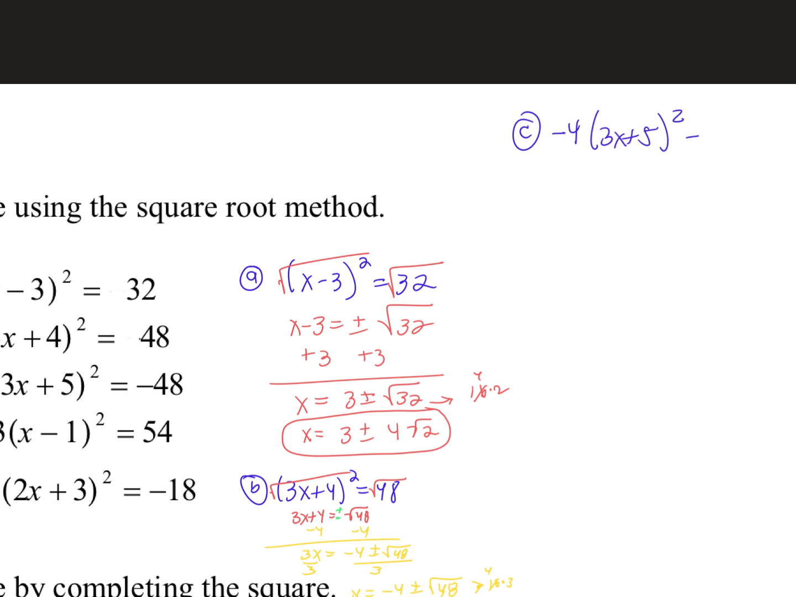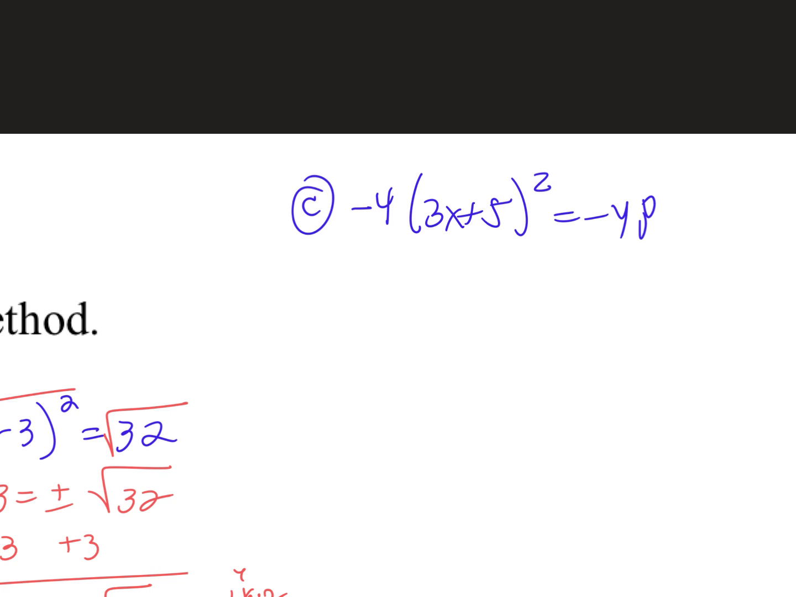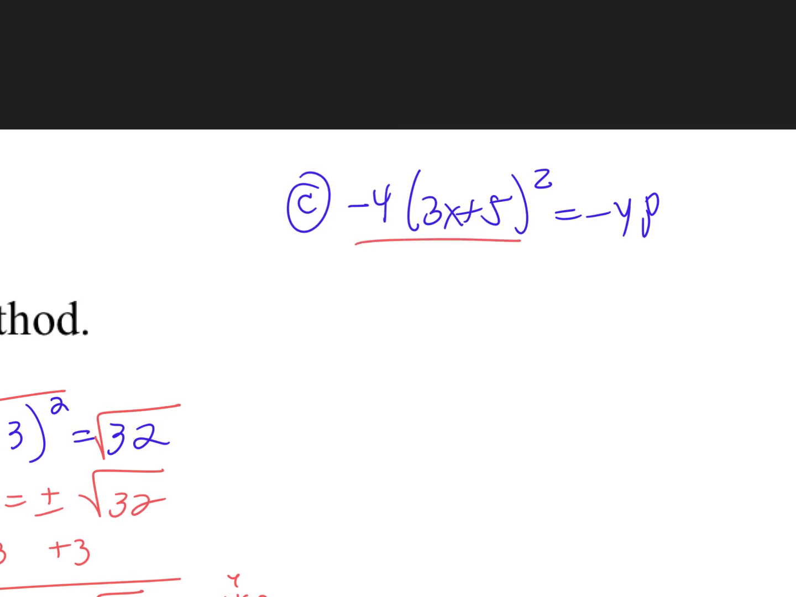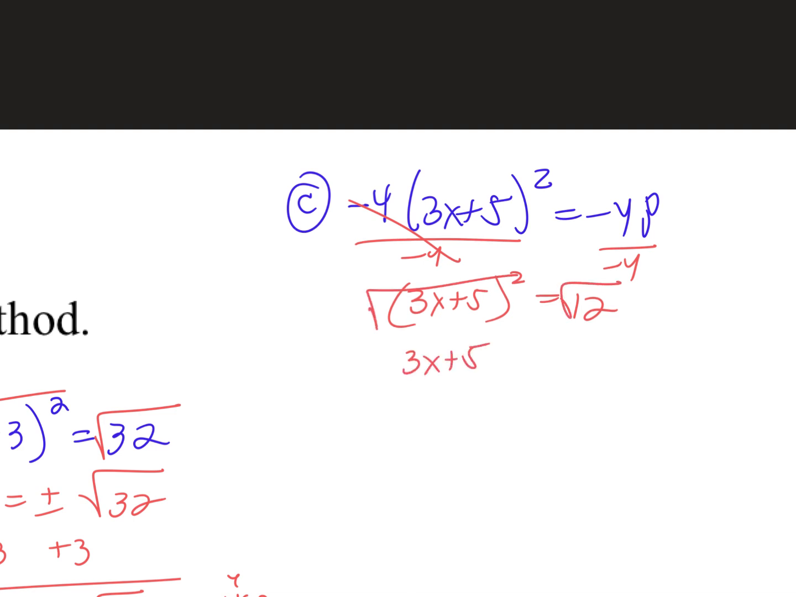squared equals negative 48. Remember, before you take the square root, you want the binomial that is squared completely by itself. So I'm going to divide both sides by negative 4. So I have 3x plus 5 quantity squared equals negative 48 divided by negative 4 is 12. Now that you have your radical, now that you have your binomial squared set equal to a number, you can take the square root. So you have 3x plus 5 equals, don't forget your plus or minus, square root of 12.